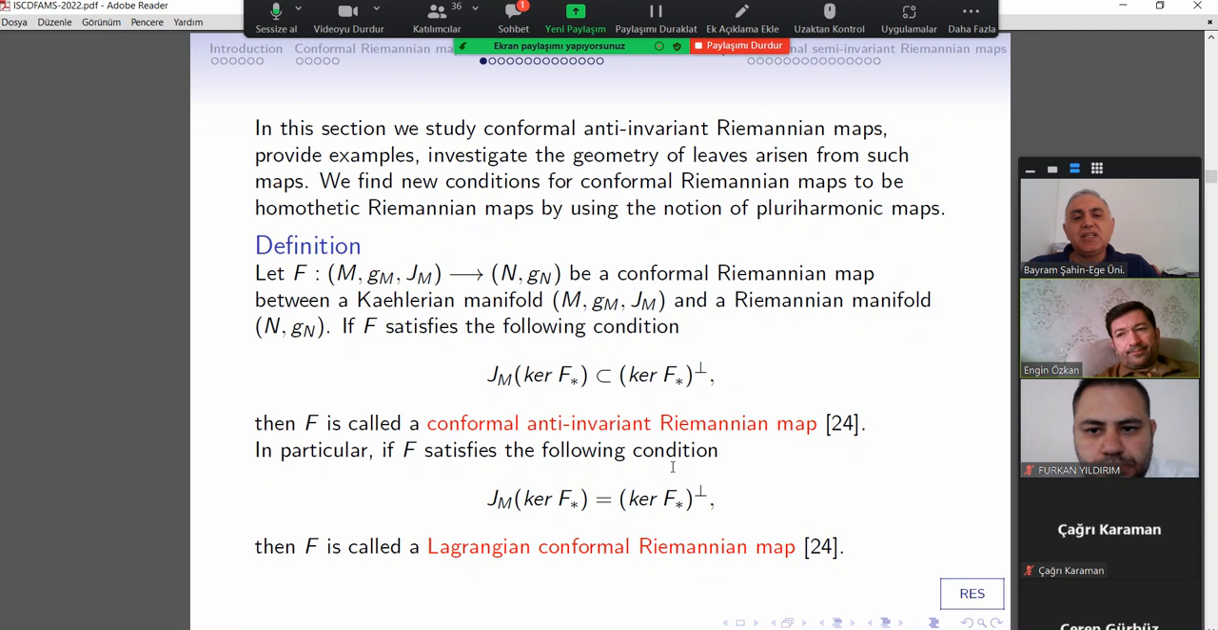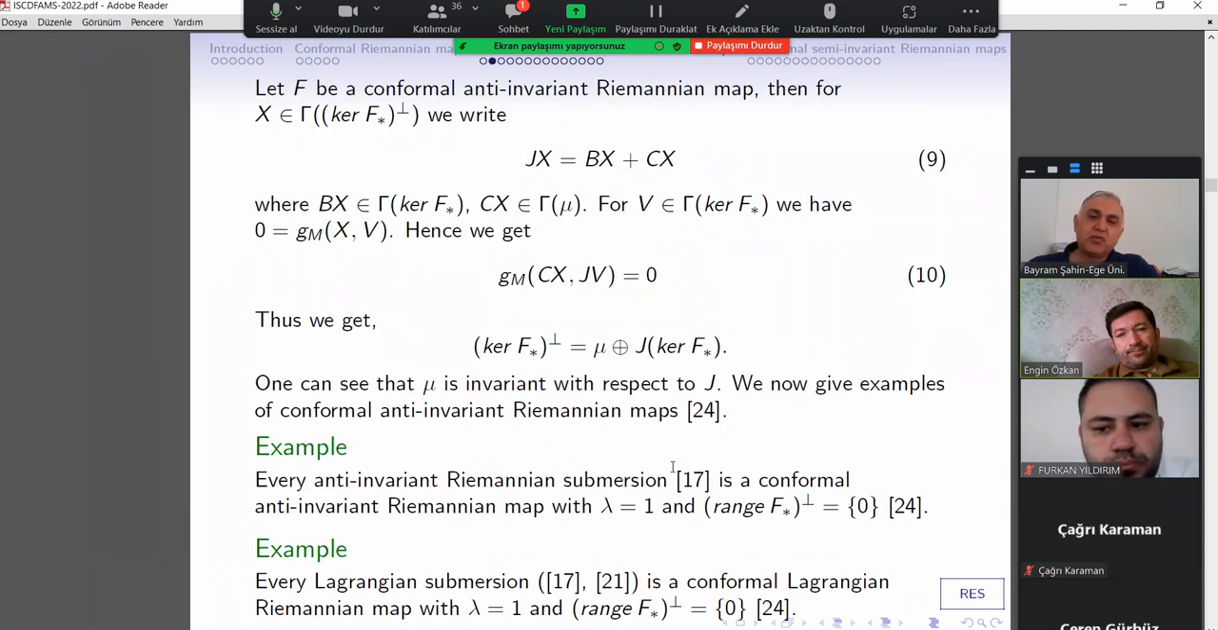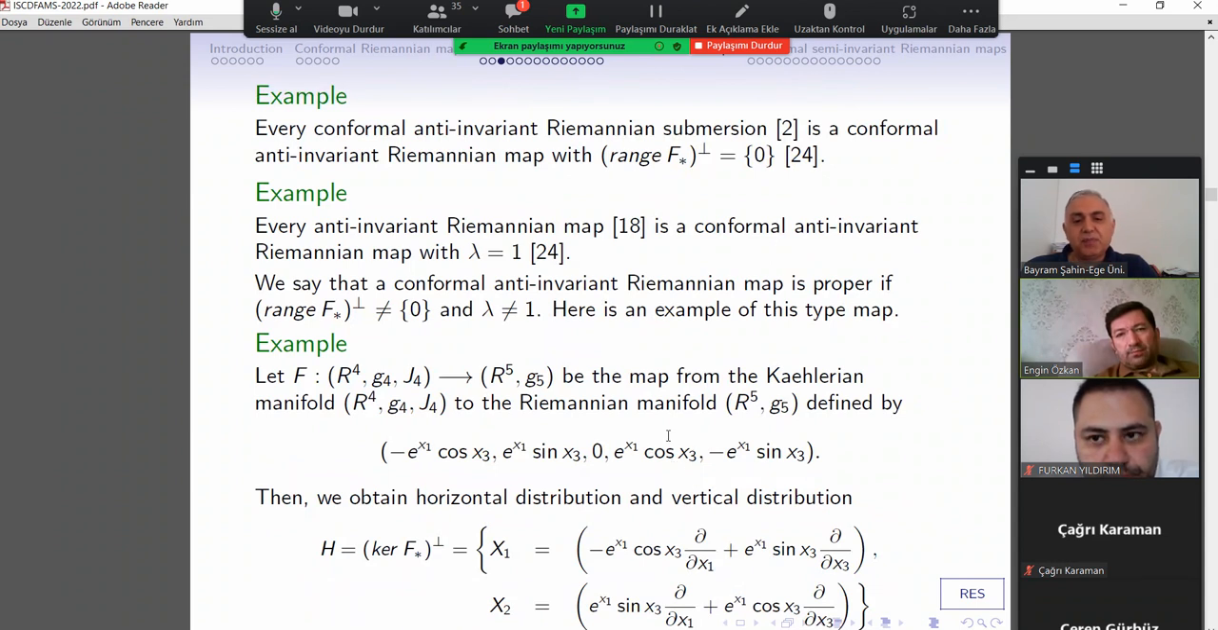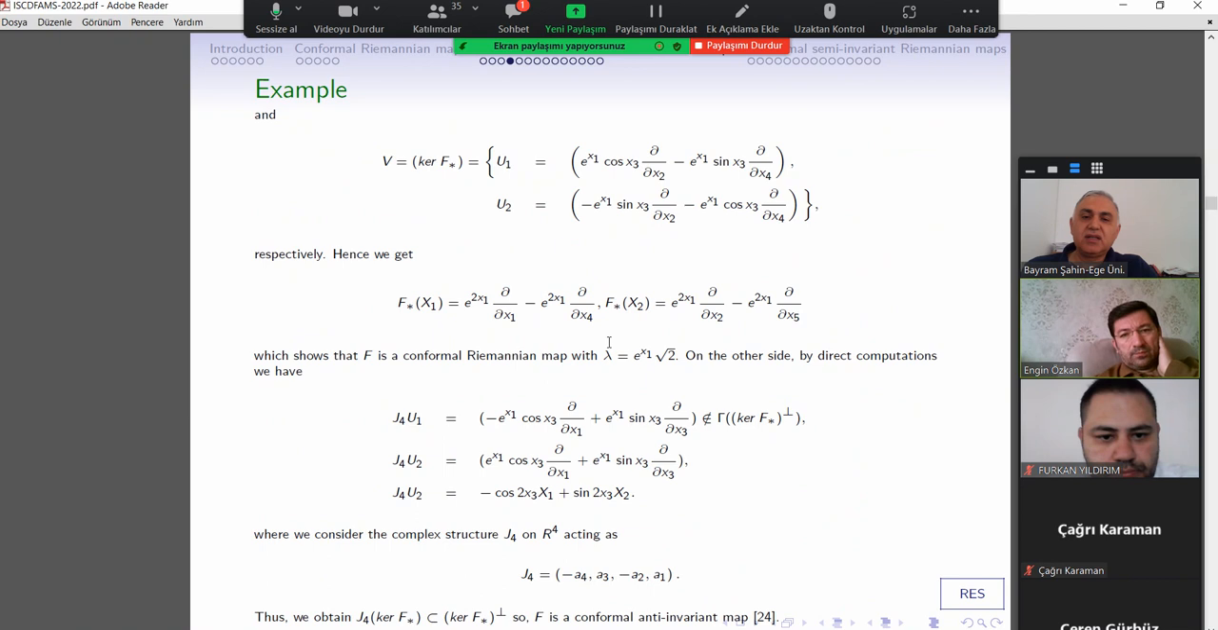So this one gives a very rich geometric notion for this theory. Of course, the natural examples of this notion are anti-invariant Riemannian submersions, conformal anti-invariant Riemannian submersions, anti-invariant Riemannian maps. All of these notions, these classes, are examples of these conformal anti-invariant Riemannian maps. So here we have some special numerical examples also. You see in this case we are going from R4 to R5, and here are the special calculations about this one.